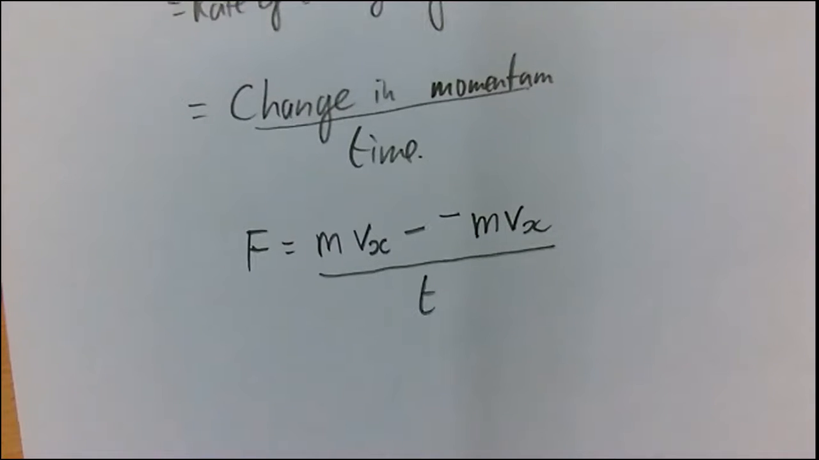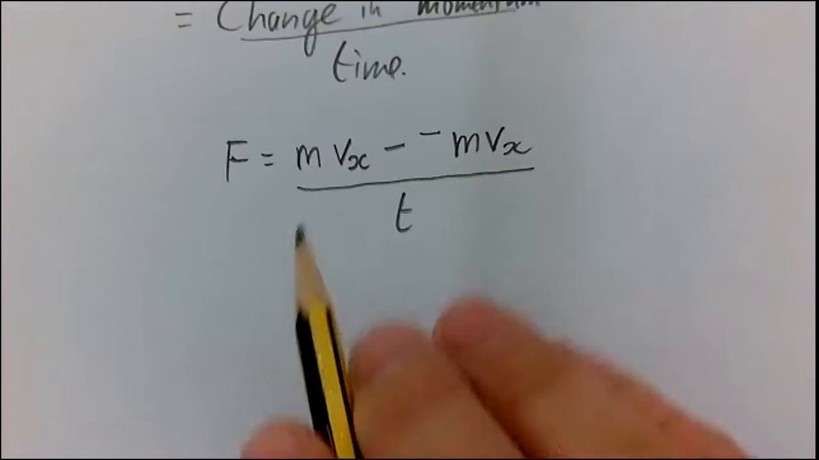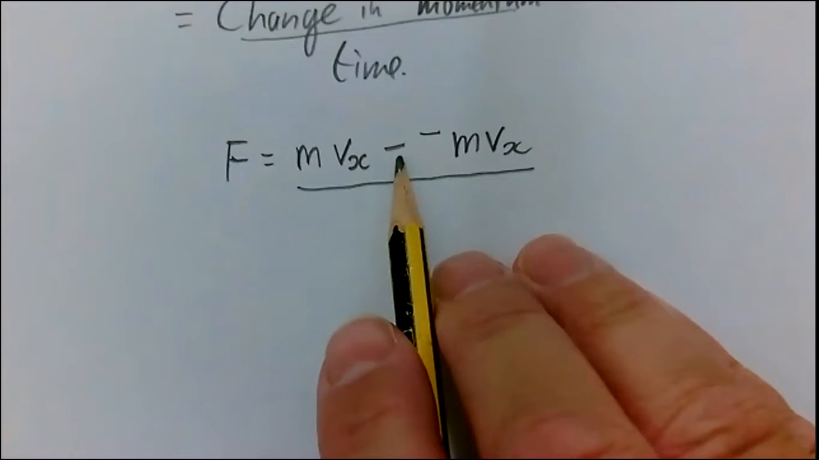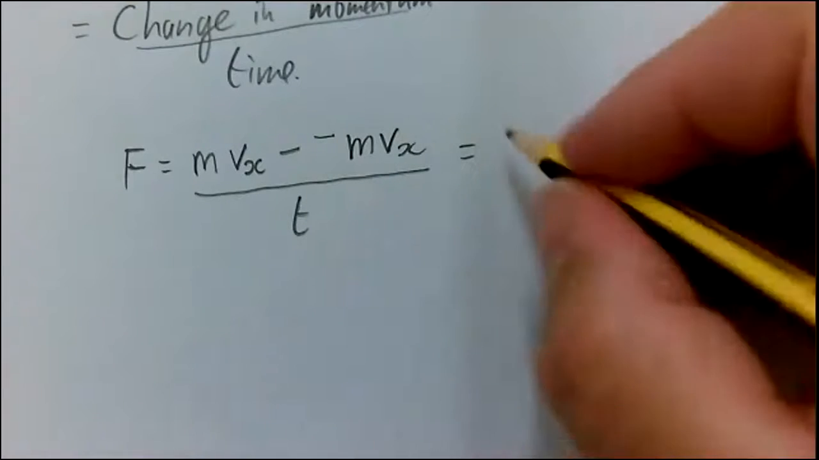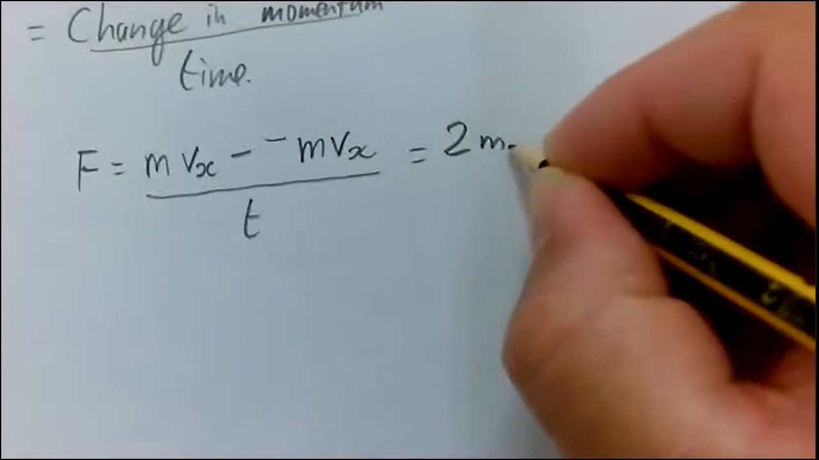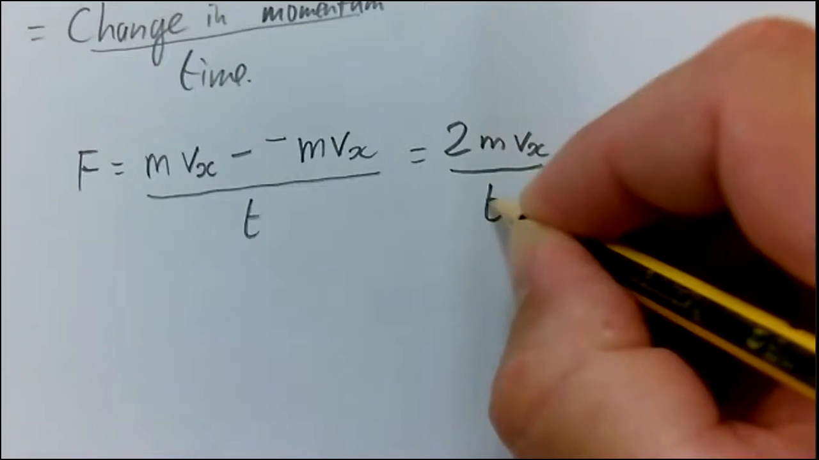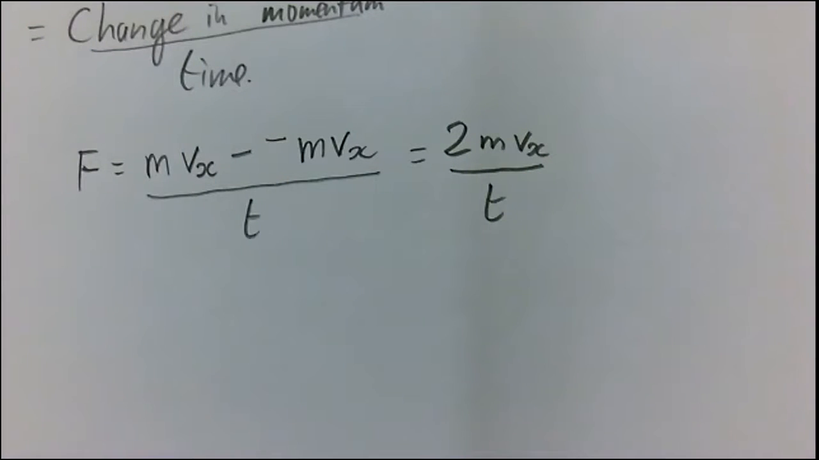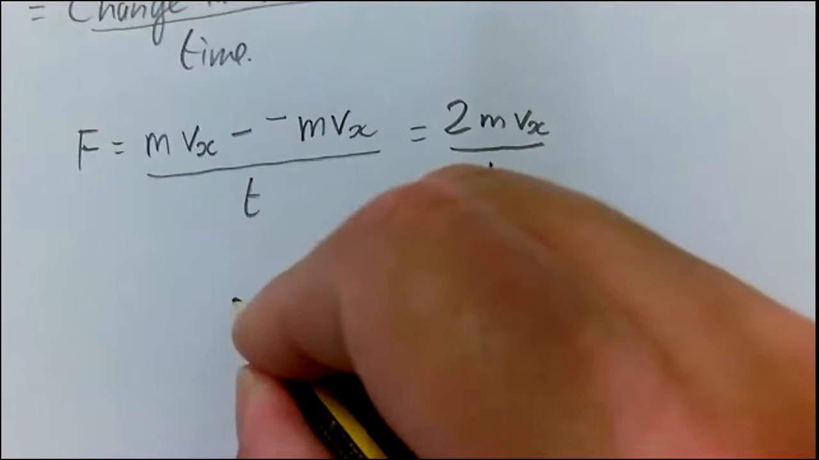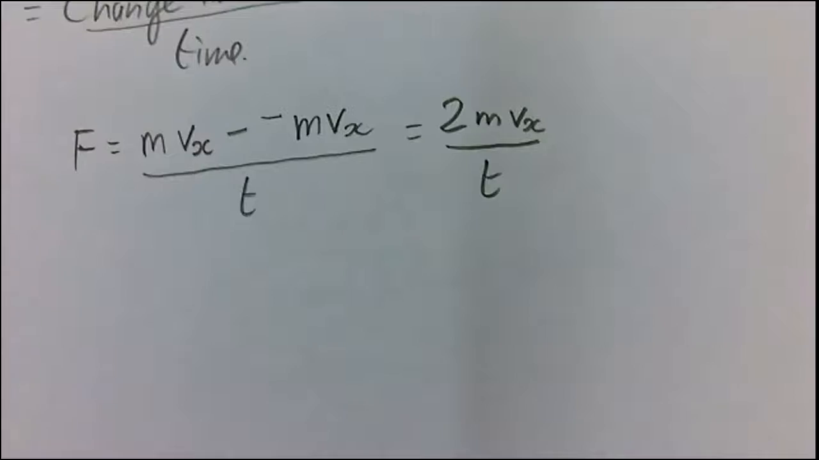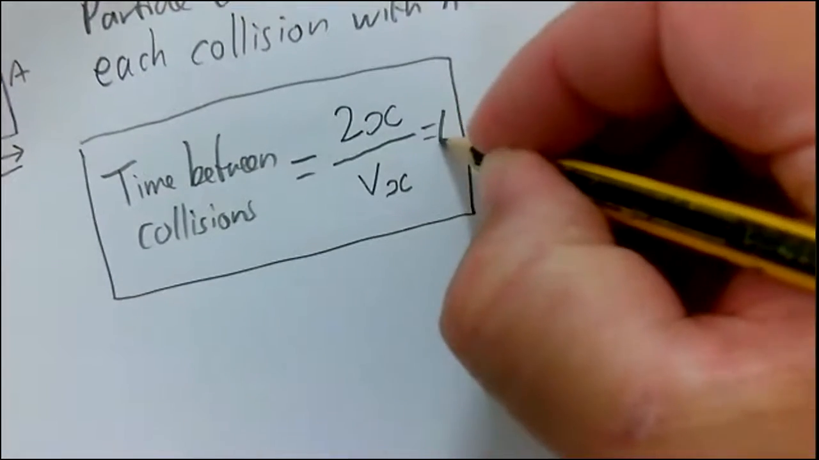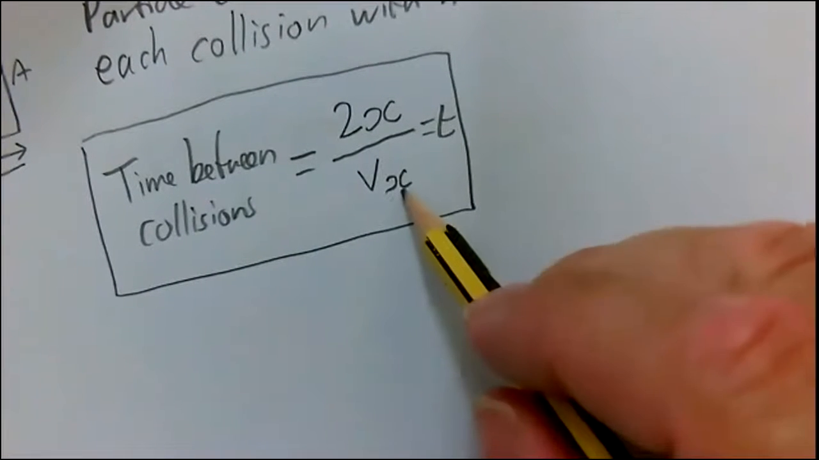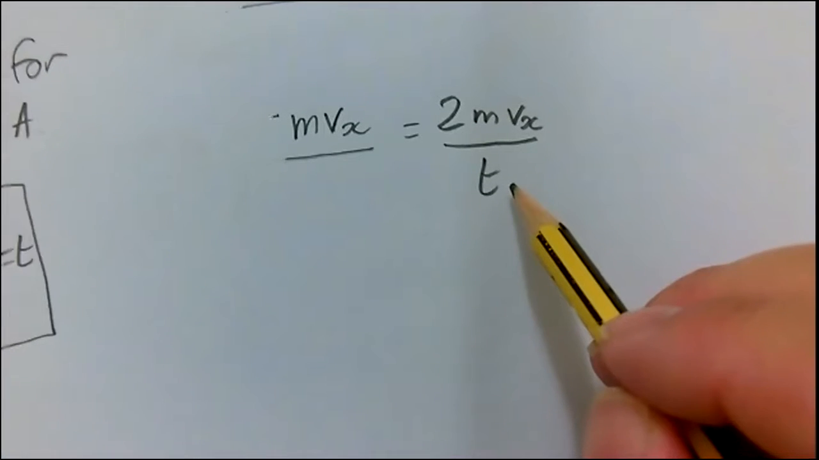If that's the case, that is a fairly simple thing. If we're subtracting a negative number, it's the same as adding it. So m times Vx plus m times Vx is 2 times the mass times the speed in the x direction divided by the time taken. Quite useful. Now, we also know that the time taken, we've actually worked out before. That time is the time between collisions. So that is our time t. So we can use that formula substituting into here.